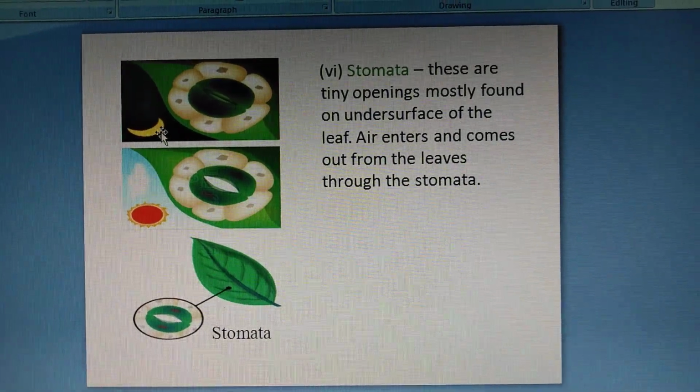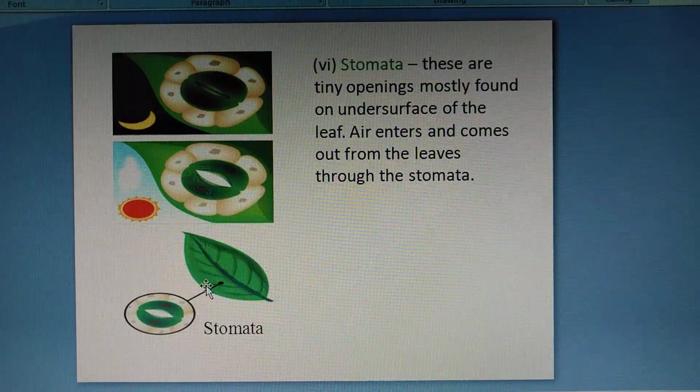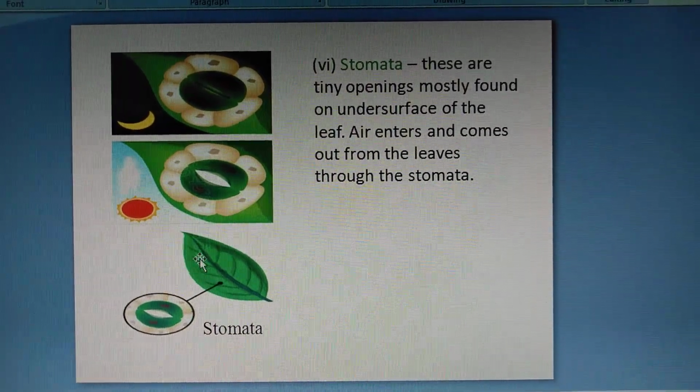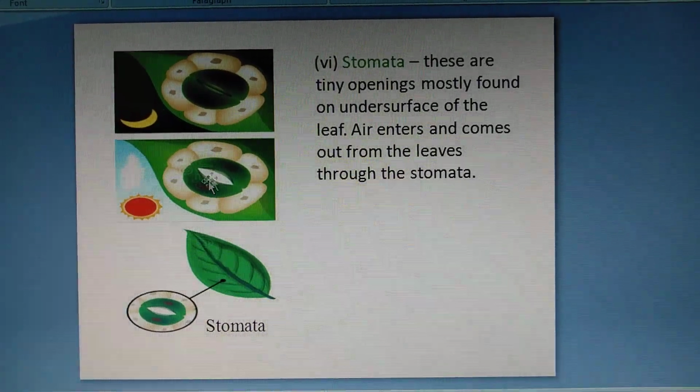Stomata. These are tiny openings mostly found on the undersurface of the leaves. Air enters and comes out of the leaves through the stomata.